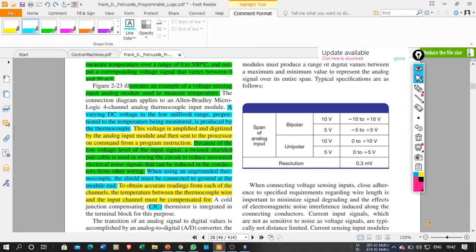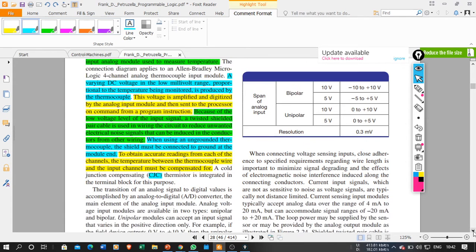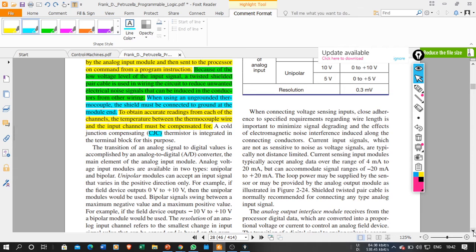The conversion of an analog signal to a digital value is accomplished by an analog to digital converter.